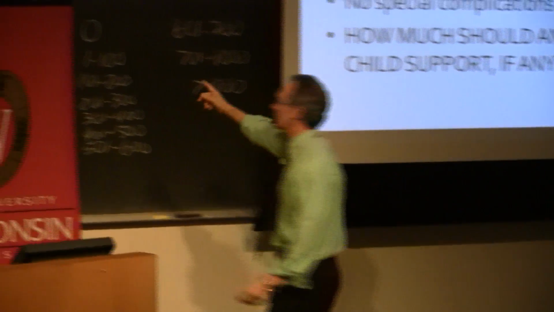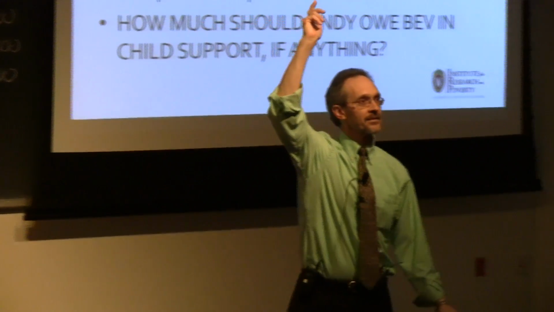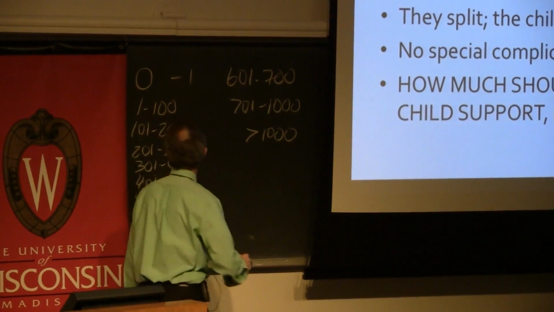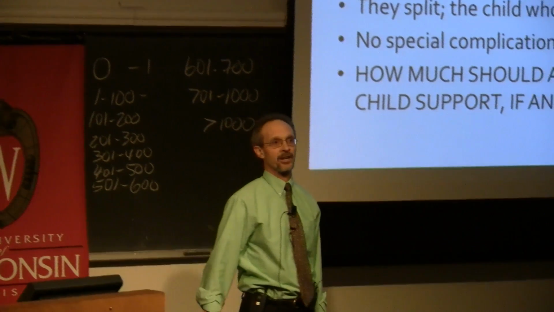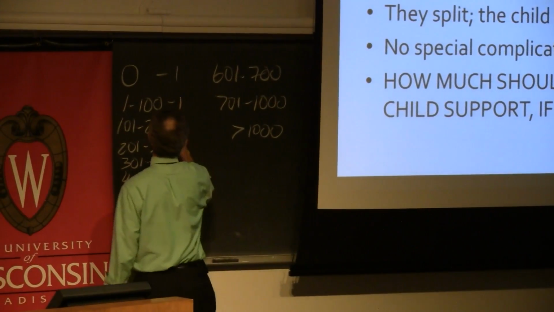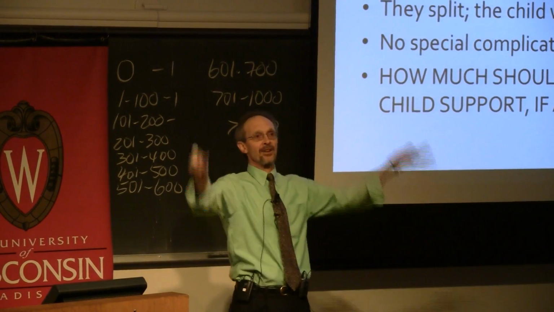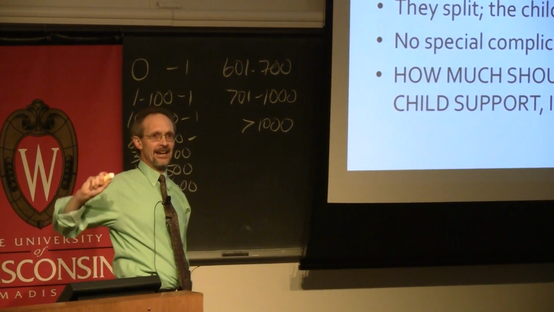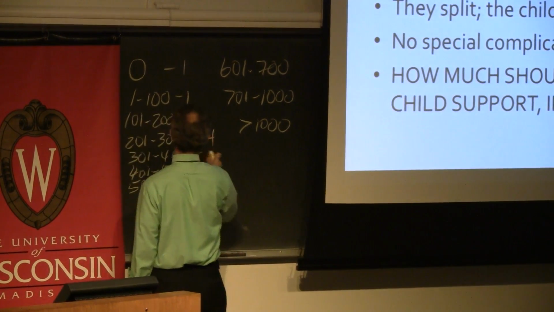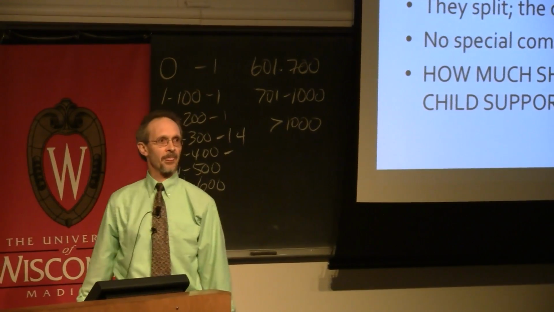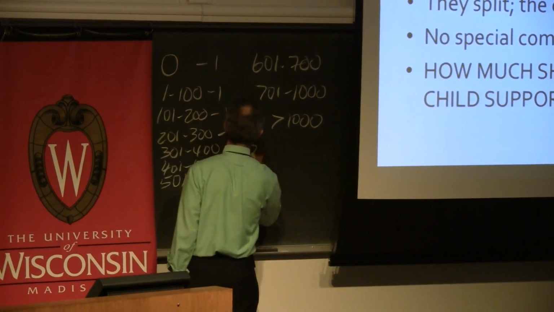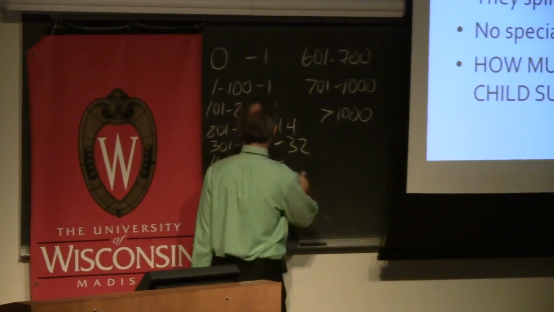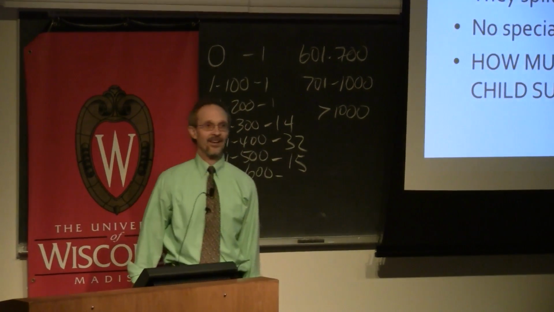All right? So how many people said 0? Quick show of hands. Zeros. Okay. You've got to raise your hands because I've got to be able to see them. How many people said between $1 and $100? Thank you. Between 101 and 200. Thank you. And between 201 and 300. That would be 14. 301 to 400. That's 32. 401 to 500. That's also, that's 15.